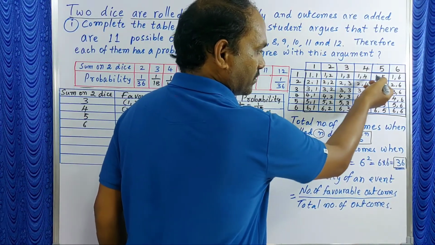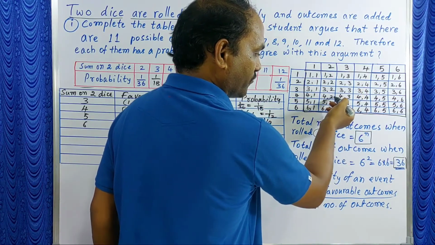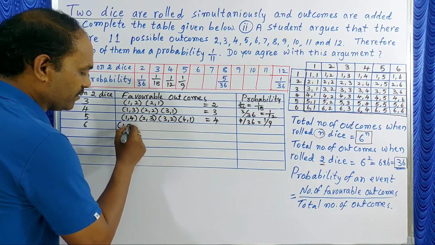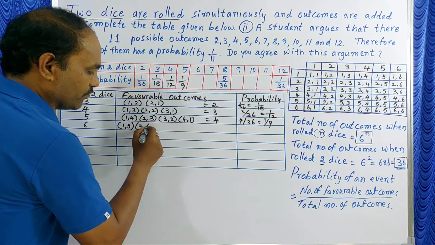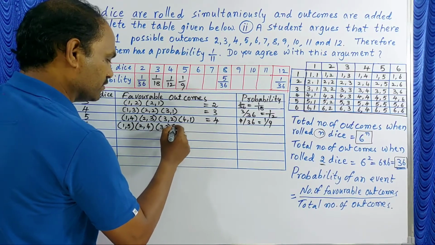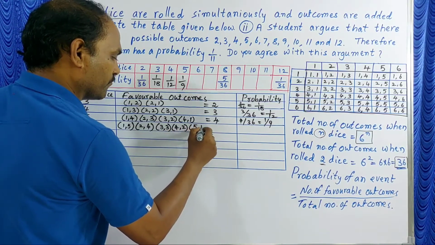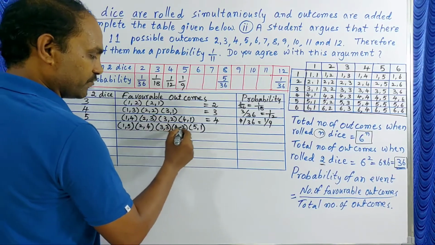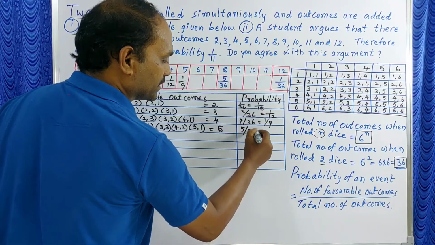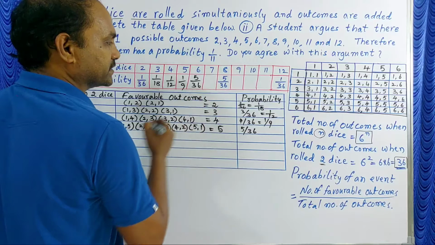This diagonal: 1 comma 5, 2 comma 4, 3 comma 3, 4 comma 2, 5 comma 1. 1 2 3 4 5 outcomes are there. So 5 by 36 only. No cancellation. So 5 by 36.